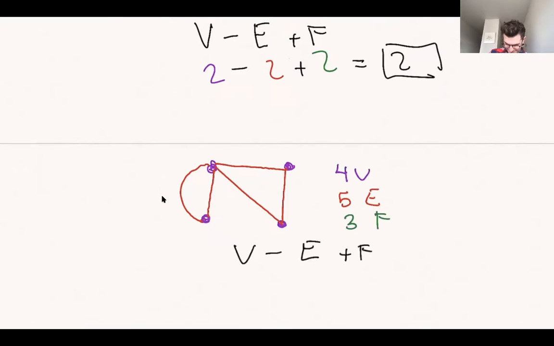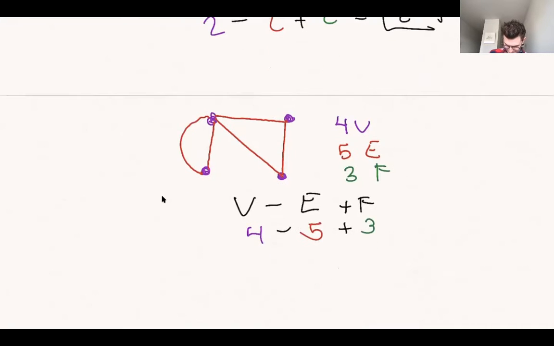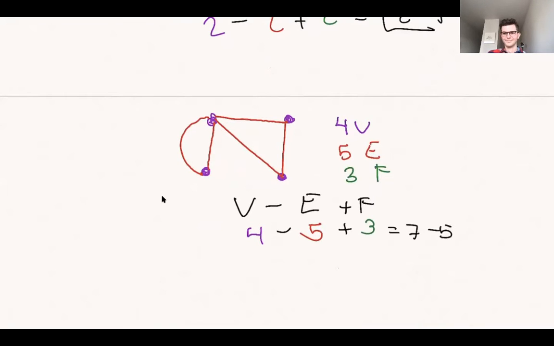What is this number? 2. 2. Is anyone noticing something here? I still haven't told you what it tells you, but it seems that we keep getting the number 2, right?